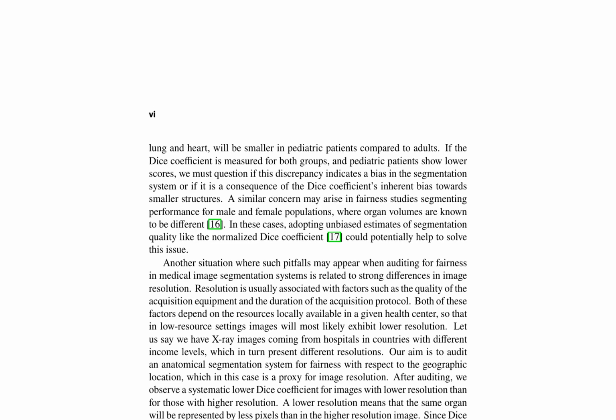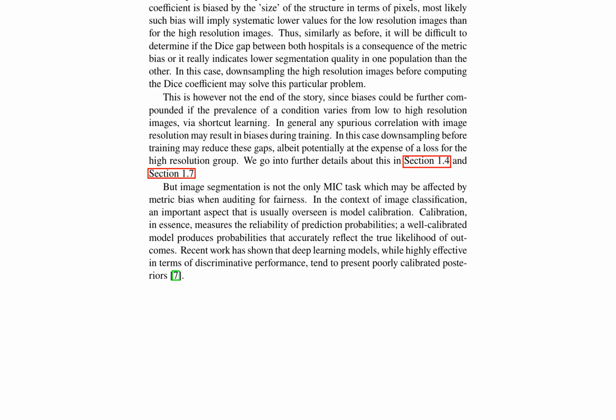The auditing of medical image segmentation systems for fairness is a complex task, especially when there are significant differences in image resolution or organ size between groups. The use of the dice coefficient is limited due to its inherent bias towards smaller structures and its sensitivity to image resolution. To address these issues, unbiased estimates of segmentation quality, such as the normalized dice coefficient, are suggested. Additionally, it is crucial to consider the impact of resolution differences and organ size disparities when auditing systems.